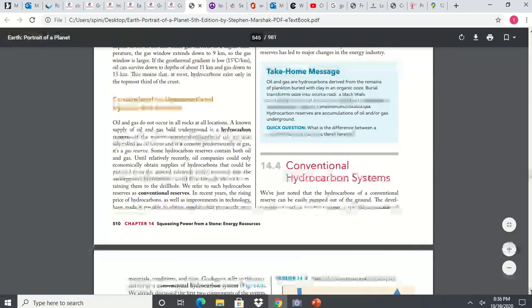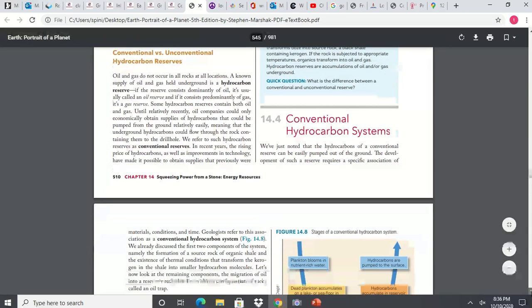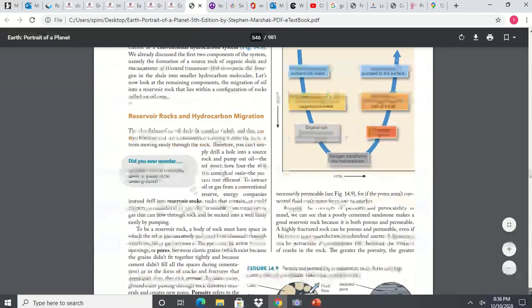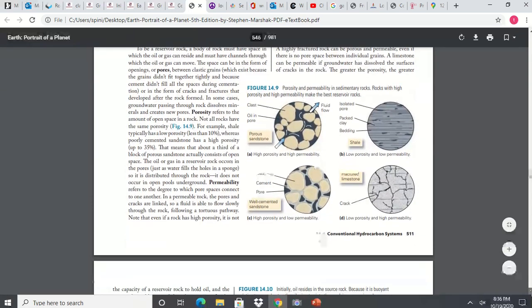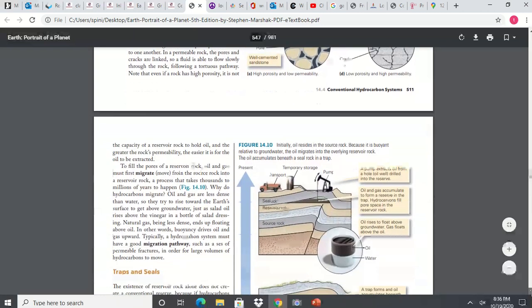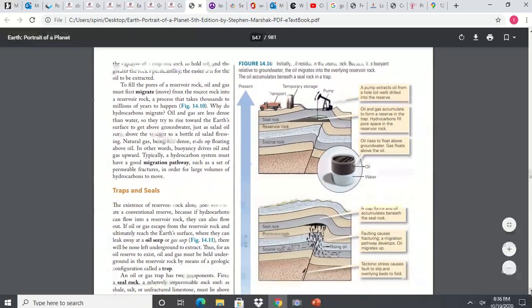Conventional resources for things like coal, we've seen those in Eastern Kentucky and West Virginia and places like that. So these are all conventional reserves. And again, go through this chapter. It's a little bit more detailed than you really need to worry about, but definitely go through it and read it and kind of get a feel for what they're talking about here.